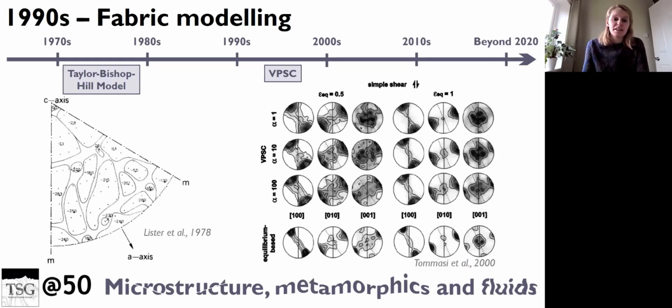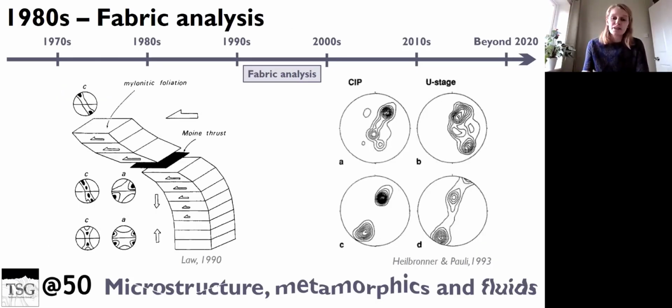Also in the 90s, several models were developed to simulate mineral fabrics by dislocation glide. Models for fabric formation improved from the Taylor-Bishop-Hill model of the 70s to the viscoplastic self-consistent modeling, or VPSC. And Rick Law was still looking down a U-stage and still does today. And meanwhile, Renée Heilbronner helped develop the computer-integrated polarization technique to determine quartz fabrics without the need for a U-stage.